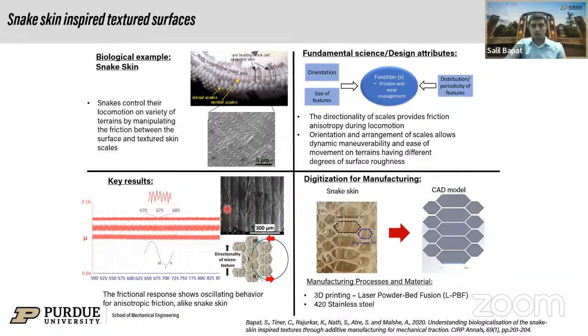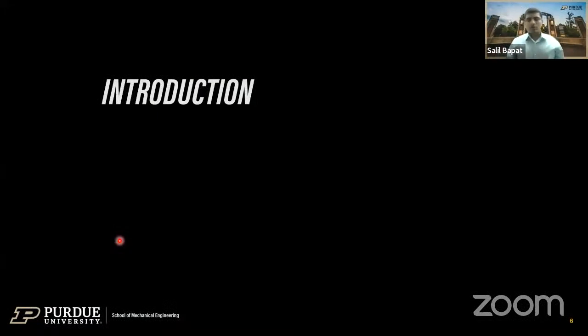As you can see, you have a surface texture that looks pretty much like what you would see on the snakeskin, directional. And the frictional properties also are anisotropic: depending on the direction of motion, your friction is either higher or lower. So we proved that there is a frictional anisotropy that comes from the surface texture itself. With that, let me go to the introduction. So this was the background on why we are looking into bio-inspiration.